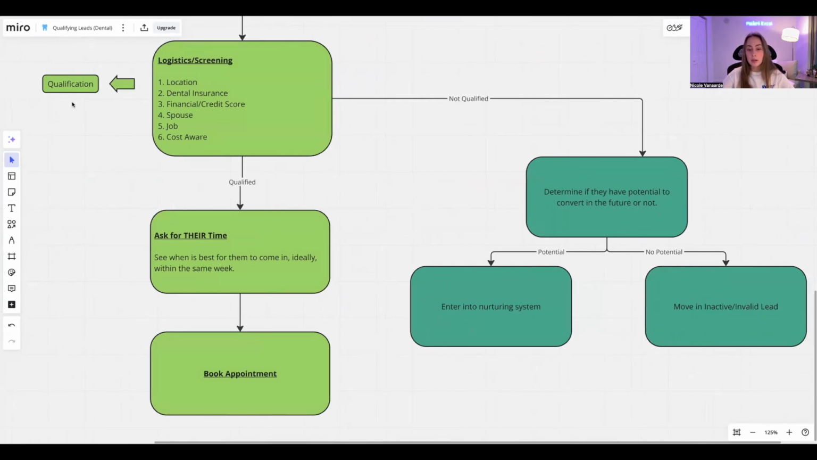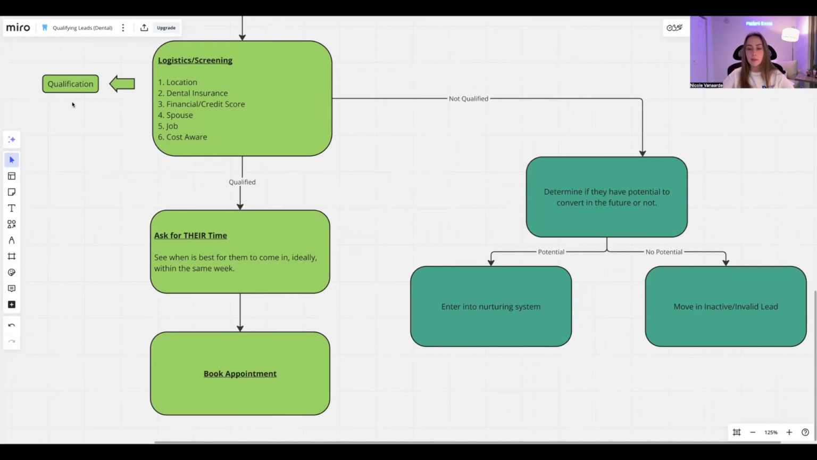This can happen naturally during the conversation, or if you're at this point, this would be a good time to do so. So first, you want to discuss your practice location to ensure that they can actually commute to your practice. And then next, you can ask about dental insurance. If they mention that they have Medicaid or no insurance, it is important to consider their financial situation, especially for more expensive treatments like implants.